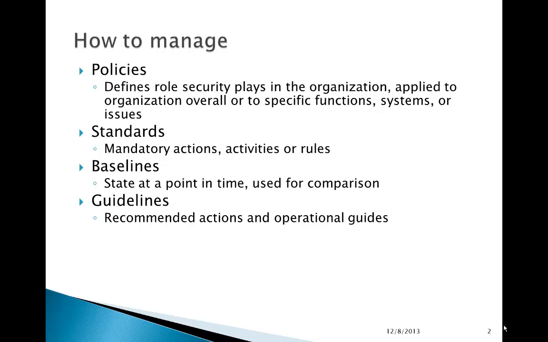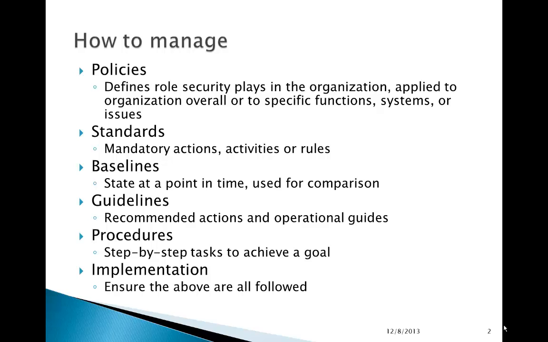Guidelines: recommended actions and operational guides. While standards are mandatory, guidelines are optional but recommended. Procedures for operational type tasks are step-by-step tasks required to achieve a goal or objective. And then finally, there's implementation, to ensure that all of the above are followed, because all of the above make up a management system. At the top are policies. Policies include standards and baselines and guidelines, and procedures for actually achieving the criteria set out by policies.